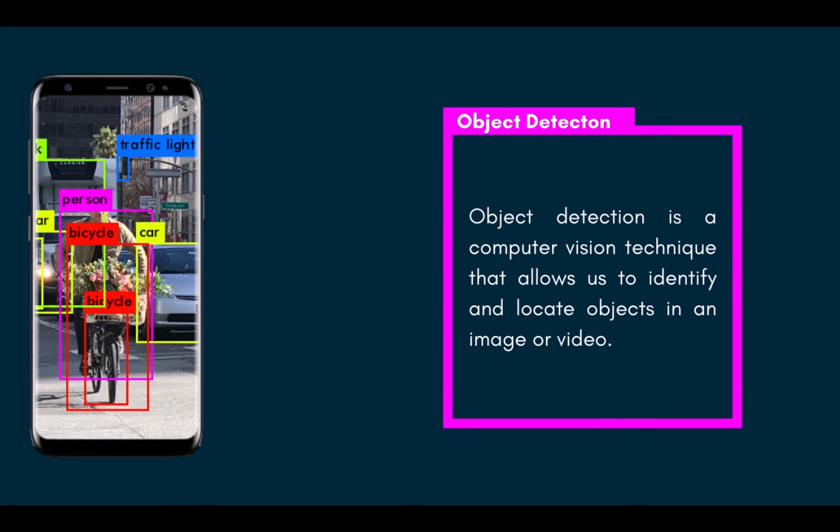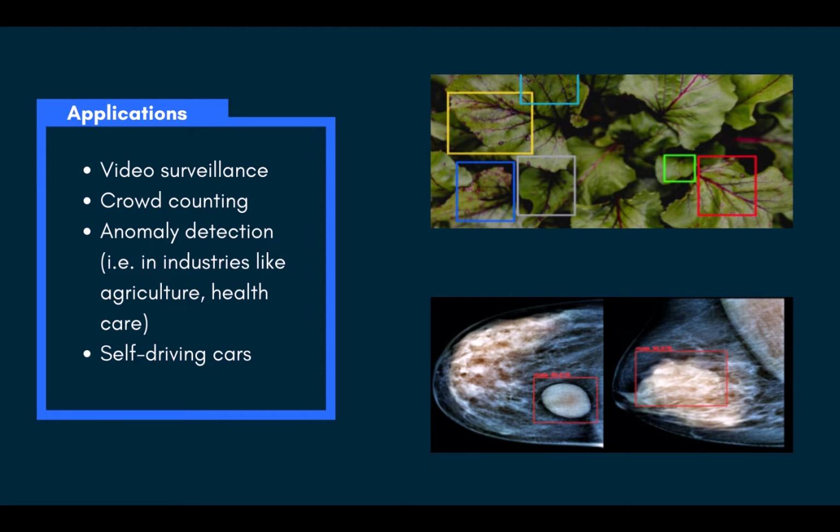Object detection is a computer vision technique that allows us to identify and locate objects in image or video. And in the real world, it is being used for a variety of use cases like video surveillance, crowd counting, anomaly detection in agriculture and healthcare, and inside self-driving cars. So we can use the power of object detection and build smart Android applications.